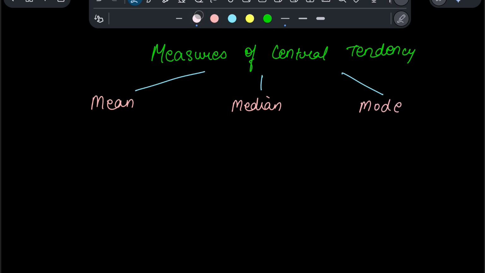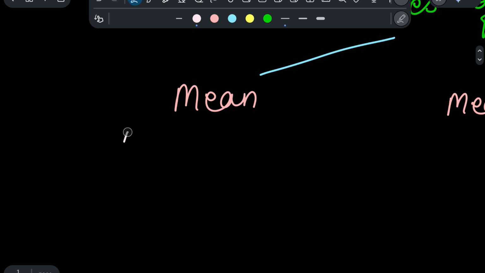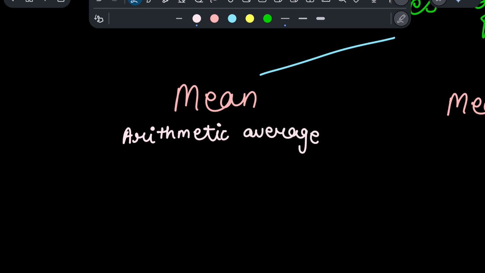So talking about the mean first. Mean is nothing but the arithmetic average. If we say what the mean is, it is basically the sum of values divided by the number of values.